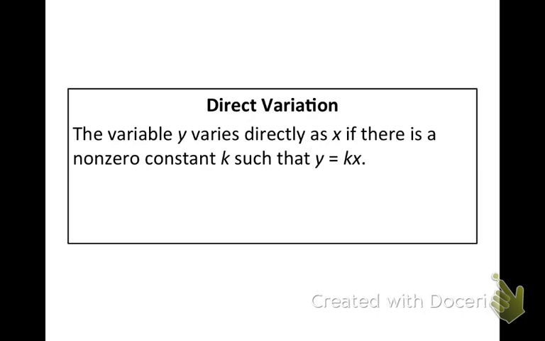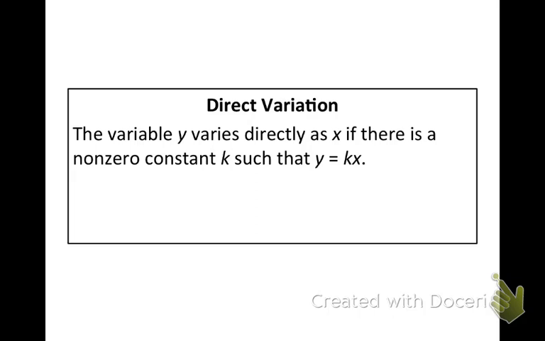If there is a non-zero constant k such that y equals kx. So the variable y varies directly as x if there is a non-zero constant k such that y equals kx.